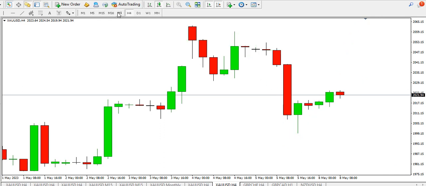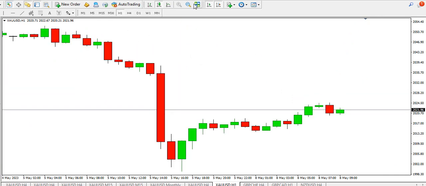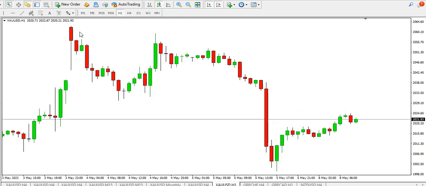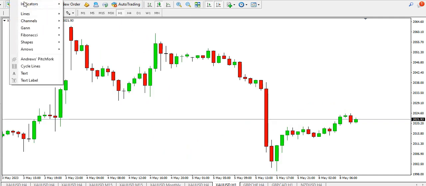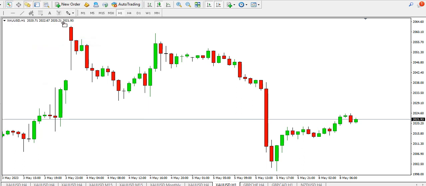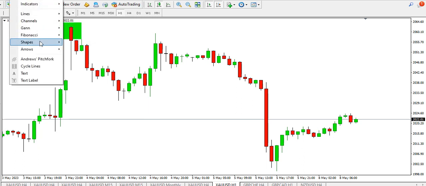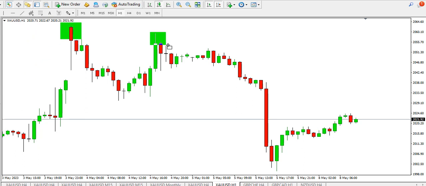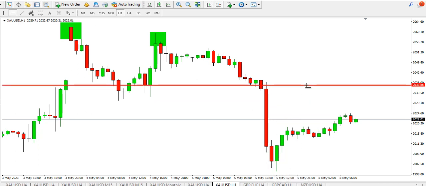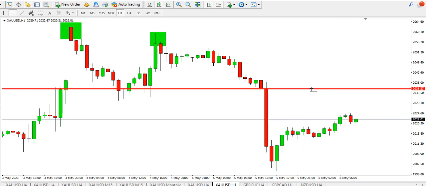Let's go to the 1-hour time frame. On the 1-hour time frame, you can see this top, and another top. But look at this very long candle. It's an institutional candle. This is where the big banks came in, and it is yet to be filled.